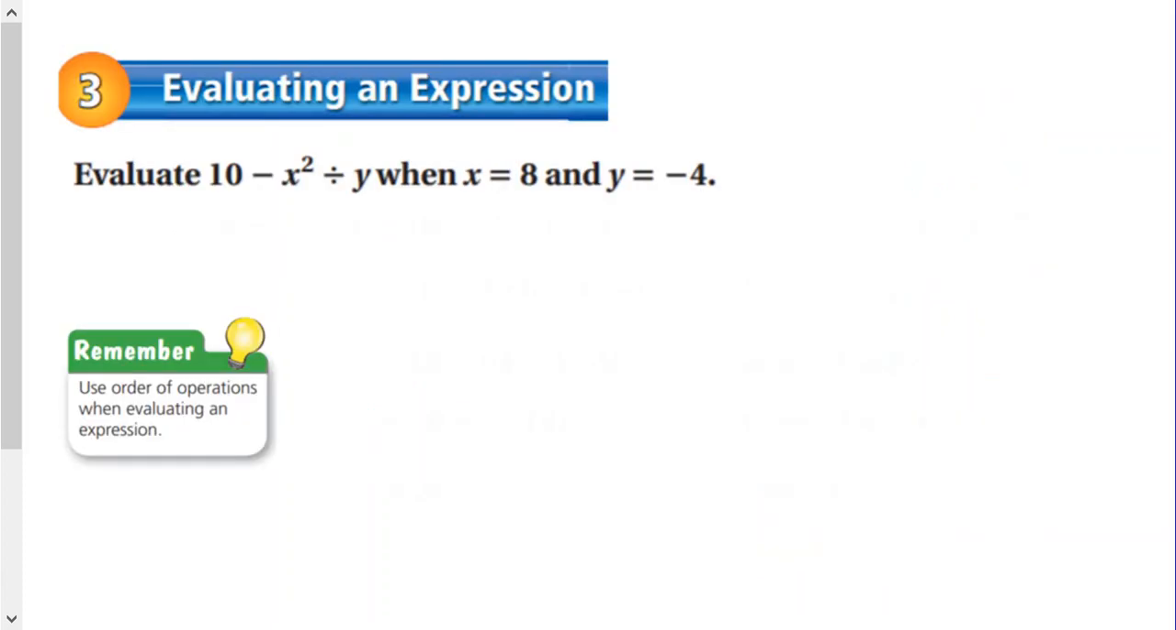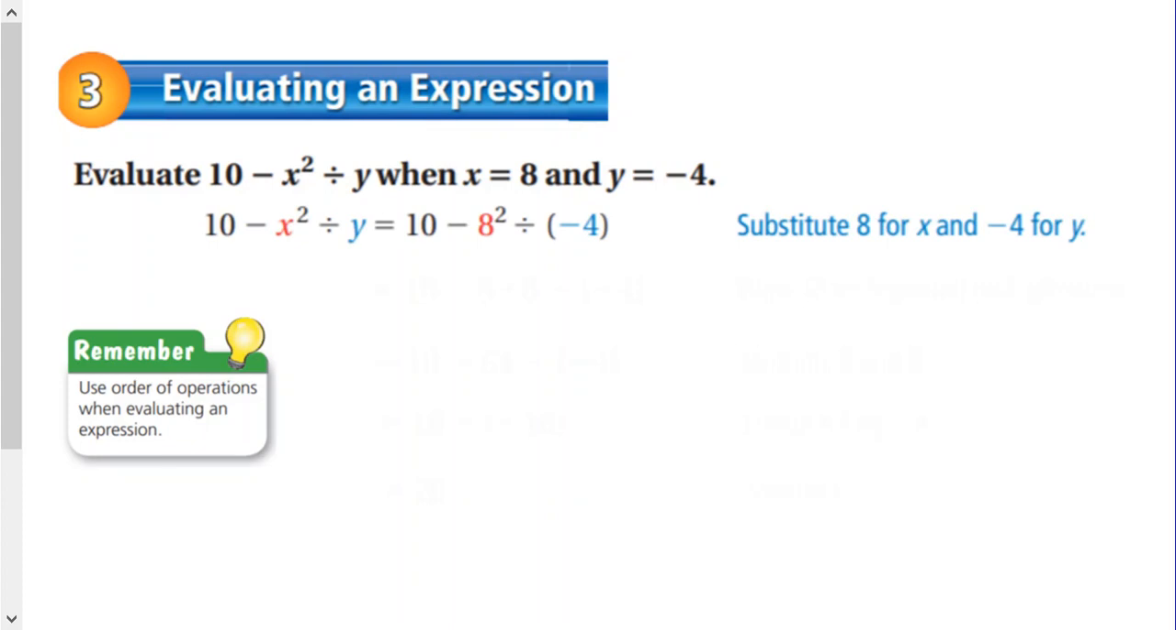All right, lastly, we're going to look at evaluating an expression. Okay, remember, we need to use order of operations when we're evaluating an expression. So if we evaluate 10 minus x squared divided by y, when x equals 8 and y equals negative 4. Okay, the first thing we need to do is plug in the 8 and the negative 4 into our expression, and it will look like this. 10 minus 8 squared divided by a negative 4.